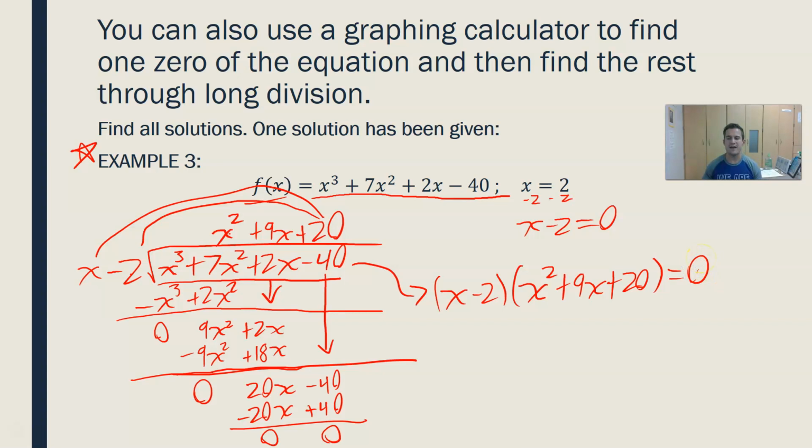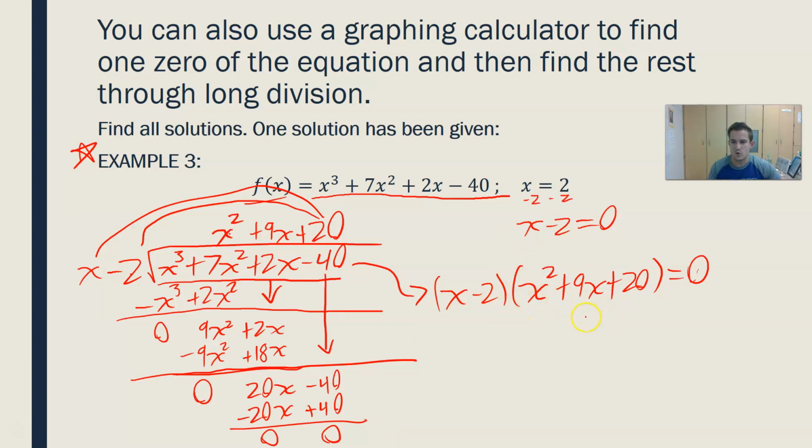Well, I'm still not factored all the way. I'm not completely done. I still need to find the rest of the solutions. But now I have x squared plus 9x plus 20. This is a quadratic function. I can solve this one. I don't have to do polynomial long division. I can solve this one.